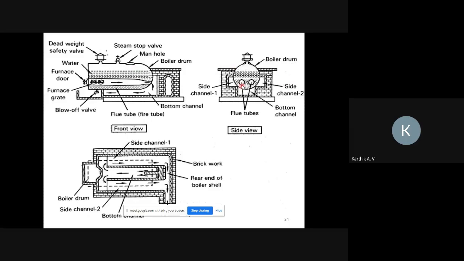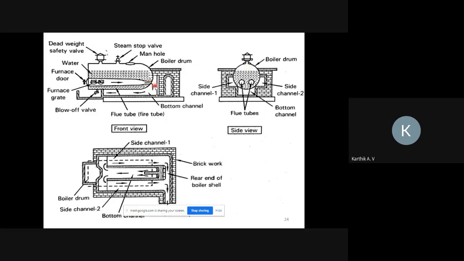Here there are a total of two side channels and one bottom channel. Initially the furnace will be producing heat. That heat will be passing throughout the drum through this pipe. So heat transfer takes place between pipe and water, so that the water gets heated, slowly converting into vapor form. That vapor form of steam will be collected at the top of the drum.